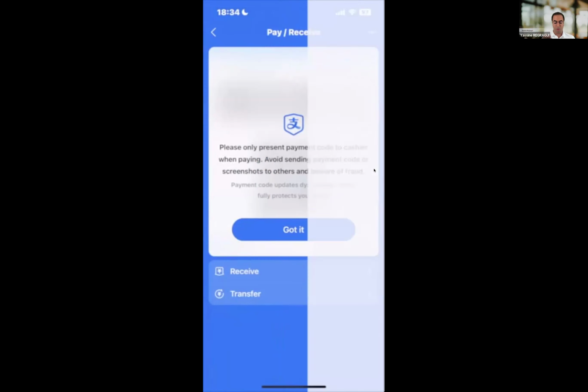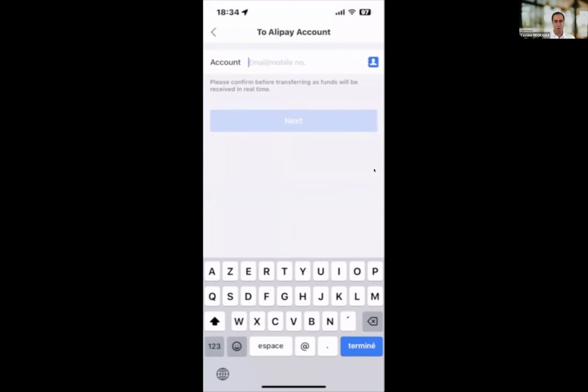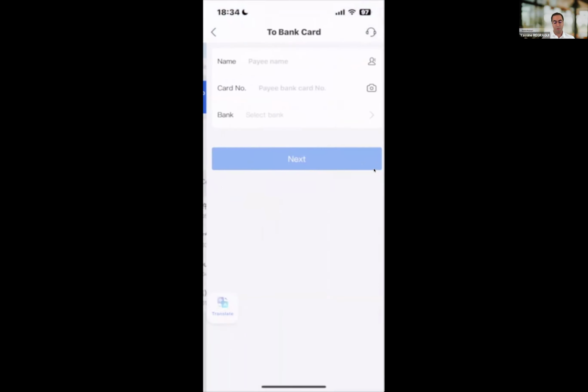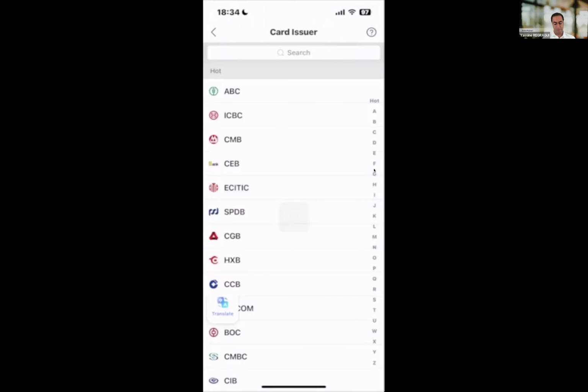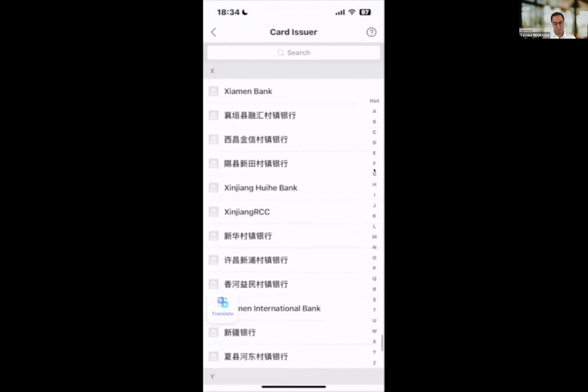So then I can, of course, transfer money here. You can see I can transfer to an Alipay account or to a bank. So transfer to Alipay if I know the email or the mobile number, and transfer to bank if I know, for example, the bank card number, and then select the bank. And what is surprising is the number of Chinese banks that are available here.